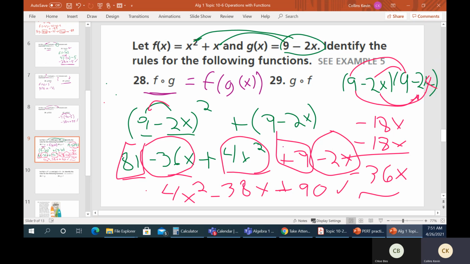So this one was quite a bit more work than the last one we did, right? And that was because we had to plug it in and square it. We had to plug it in again. We had to add them together. There's a little more going on with this one. But that's how it is.